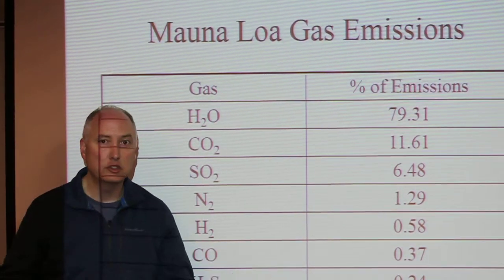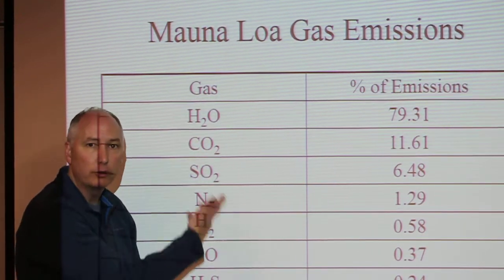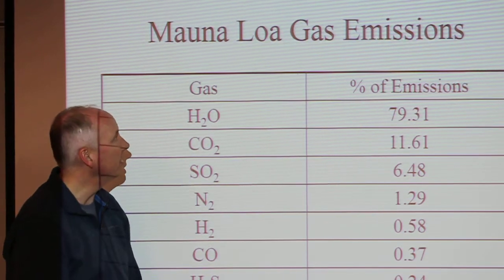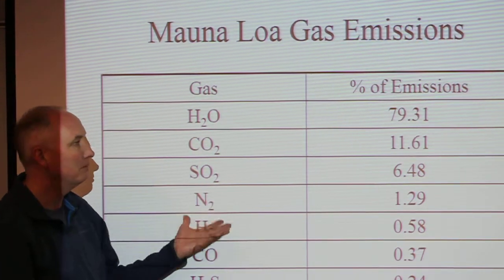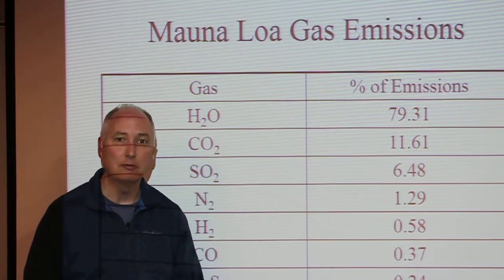So how did nitrogen become dominant in our atmosphere? And where's the oxygen? There is no free oxygen being emitted by this volcano. So that raises a question about where the oxygen in our atmosphere came from.